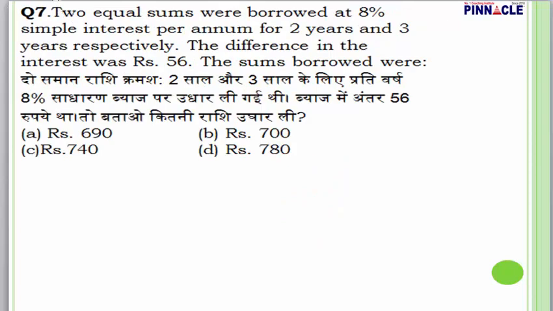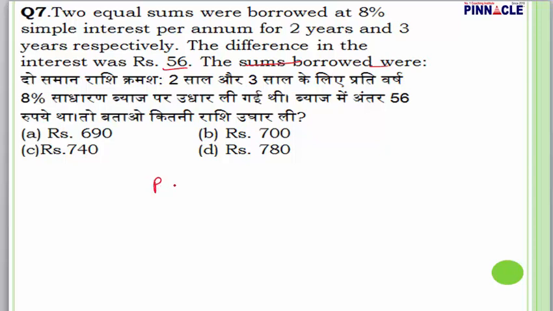Question number 7. Two equal sums were borrowed at 8% simple interest per annum for 2 years and 3 years respectively. The difference in the interest was 56. Find the sum borrowed. Here, two equal sums were borrowed at 8% simple interest.